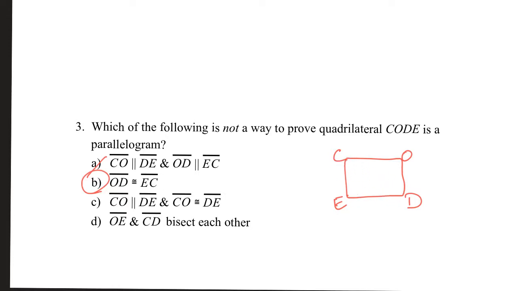If you ever get stuck and you're like, oh my Lord, I don't know how to figure this out, I can't tell just by looking at the acronym for the quadrilateral, just draw a picture for yourself. Very easy. So the diagonals bisect each other. That's what we've been doing this entire time. So that is also a way to prove it. So it is B. B is not a way.